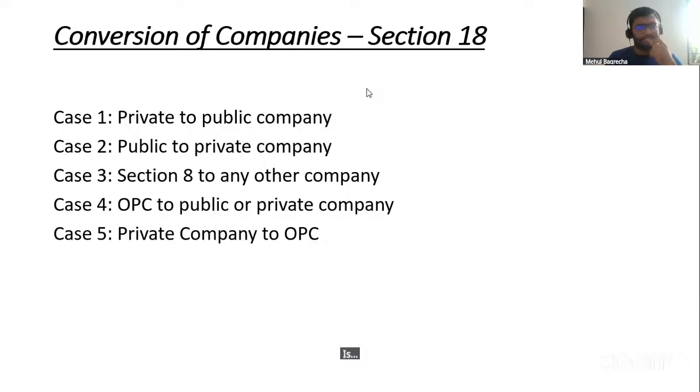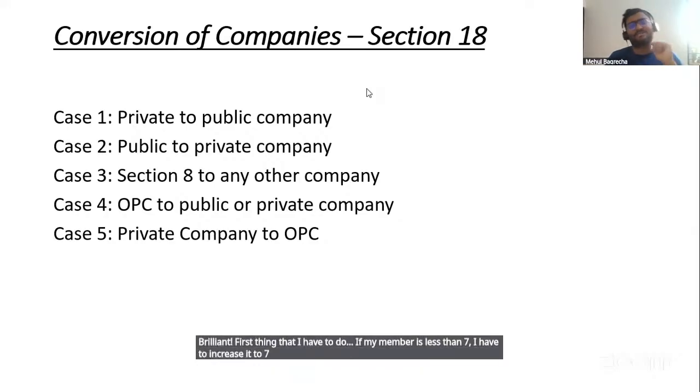Is the number of members. No, you'll have to raise your hand and answer. I heard 2 answers. Now no one will raise their hand. Answer, guys. Go ahead, Tanvita. We have to increase the number of members from 2 to 7 members. Brilliant. First thing that I have to do, if my members are less than 7, I have to increase it to 7.